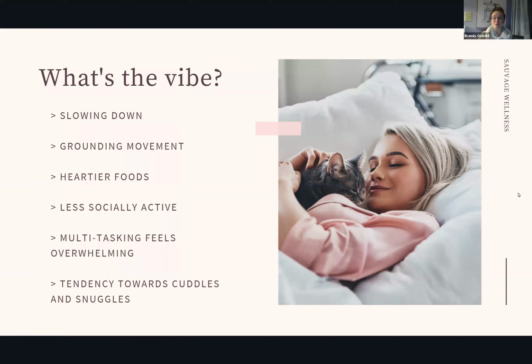So what's the vibe? It's pretty much this: cat snuggles on a couch. So the vibe of the luteal phase is slowing down. This is the fall or the autumn of your cycle. And anyone who lives in the Northeast knows once fall kicks in, we all get real cozy. Suddenly we stop making as many plans. We find the nearest fire pit and we sit around with our hot beverages and we spend our days preparing for winter.